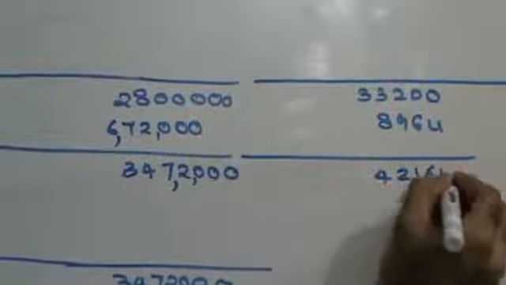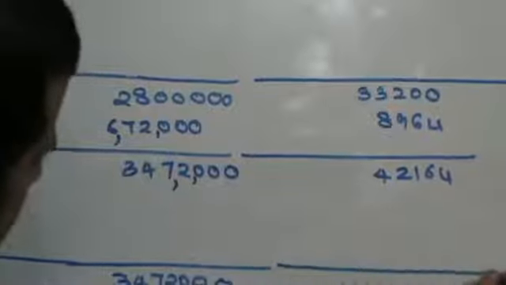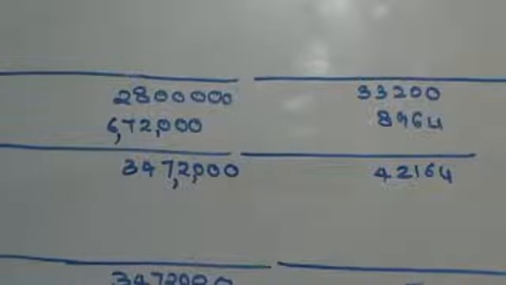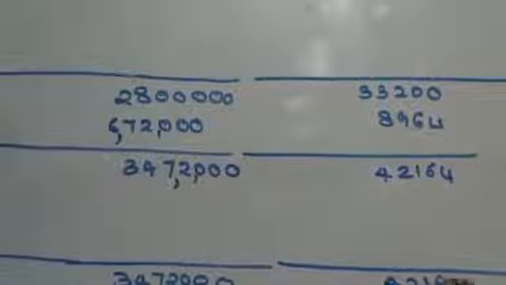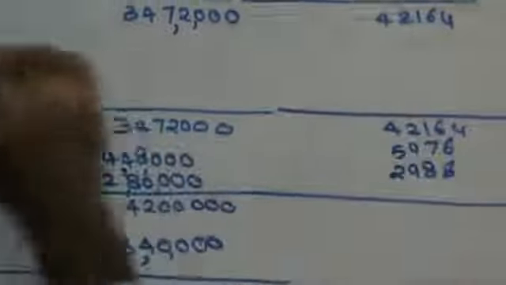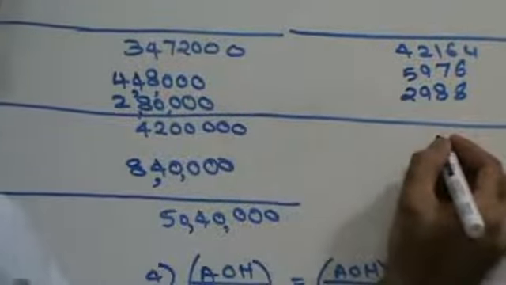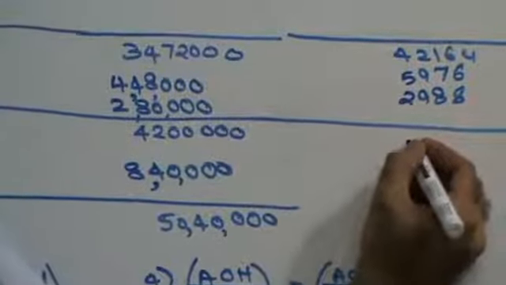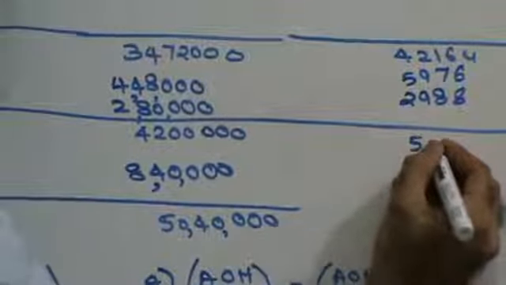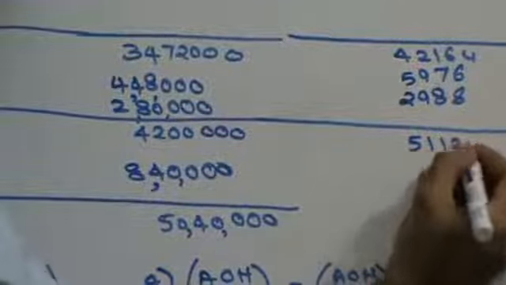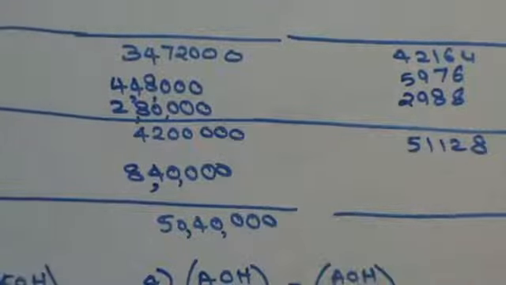Someone 42164. There is no opening and closing stock of finished goods, so this will be 42164. Right? Someone please add that. How much is the total cost? 51,128. Right?